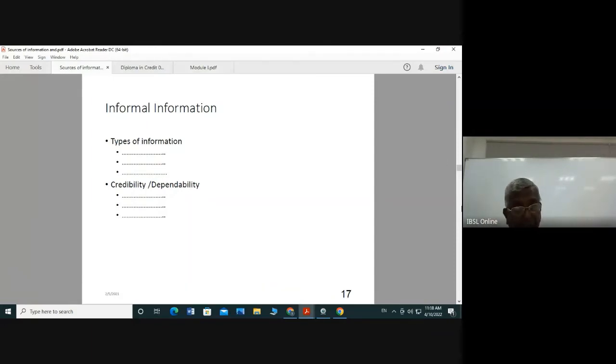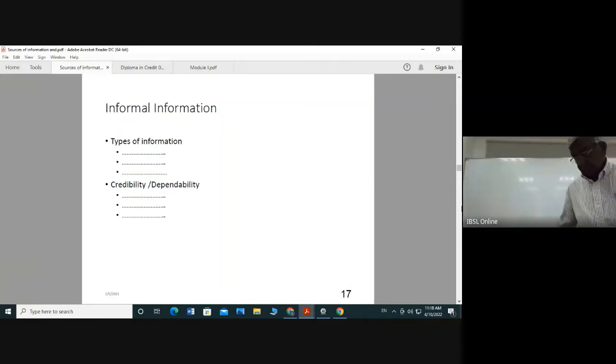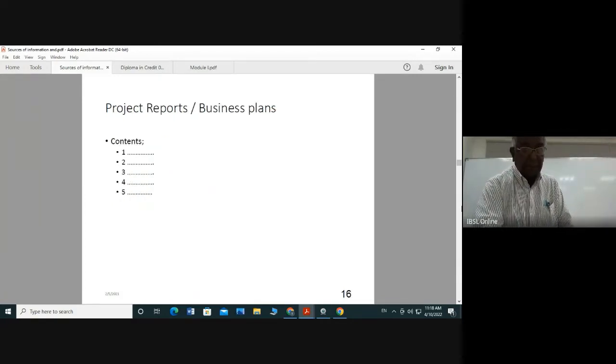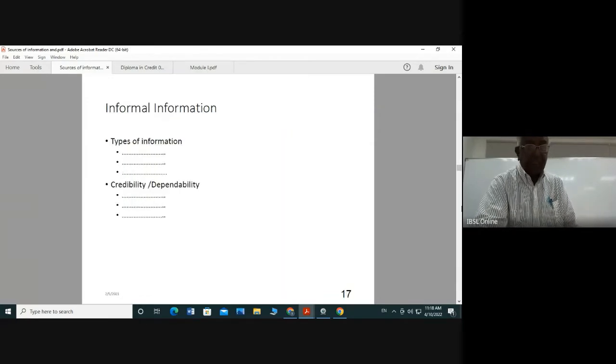Okay, let us continue now. Last time we did the project report and business plan. What information can we collect from the project report or business plan? We have gone through it. Now the informal information. We call it grapevine information. Grapevine information, the management word for informal information.